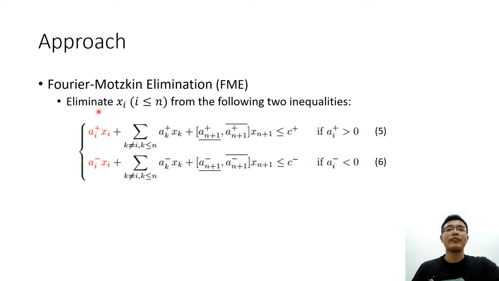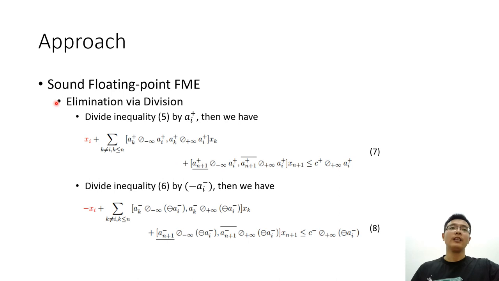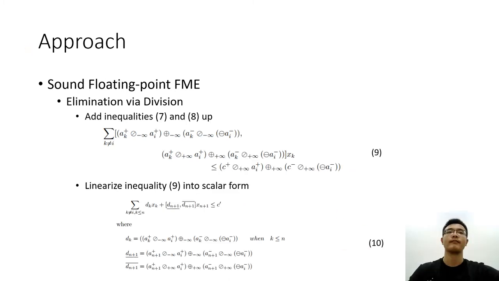Assume that we want to eliminate x_i from these two inequalities. In order to eliminate x_i from inequality 5 and inequality 6, we can divide inequality 5 by a_i plus and divide inequality 6 by minus a_i minus to unitize the coefficients of x_i. Then we can derive inequality 7 and inequality 8 respectively. Then, adding inequality 7 and inequality 8 up, we can get inequality 9, which doesn't contain x_i. Finally, we can linearize inequality 9 into scalar form as shown in inequality 10.